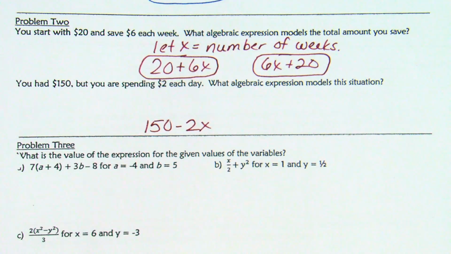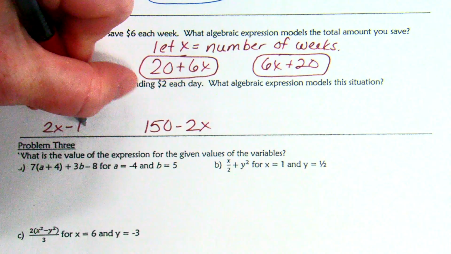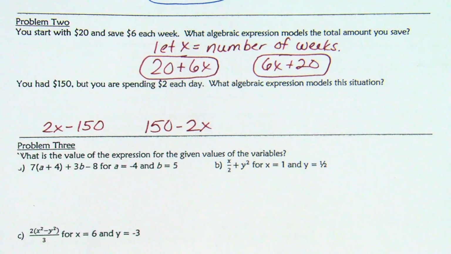Okay. She says 150 minus 2x. Are we okay with this one? Okay. So you had 150, you're spending $2 a day. So now we are subtracting $2 a day.